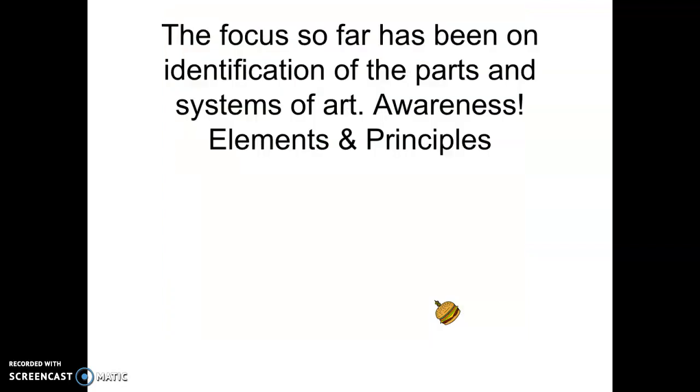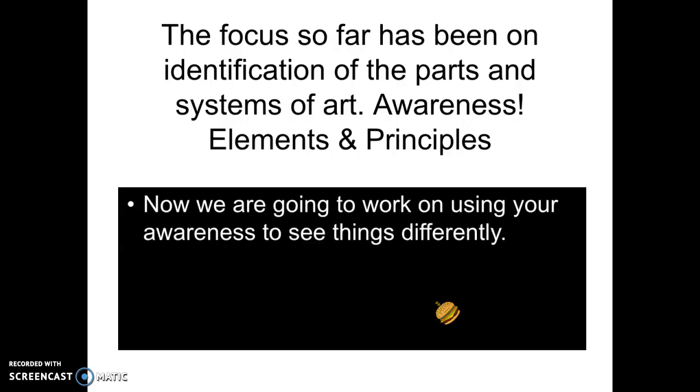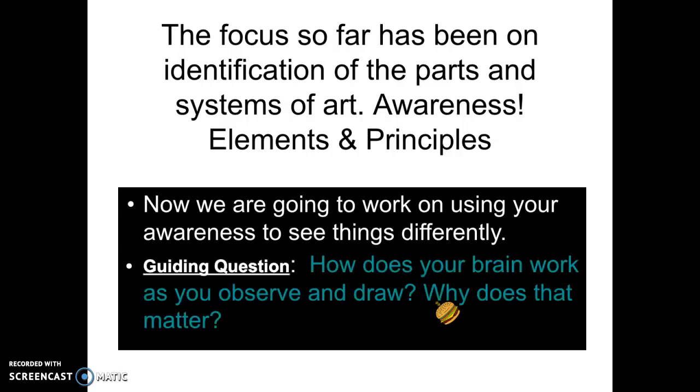So the focus so far has just been on identifying the elements and the principles and building that awareness and being able to see things. Now we're going to work on using your awareness to think differently and see differently so you can draw better. So my guiding question is, how does your brain work as you observe and draw? And why does that matter? You can think about this.